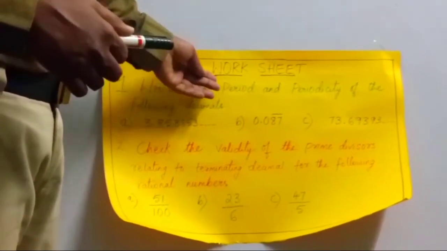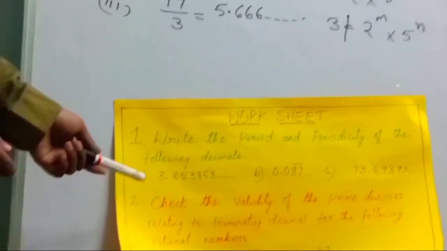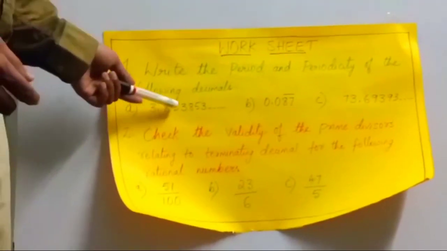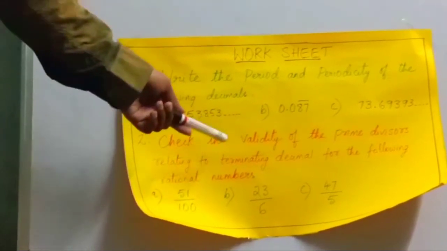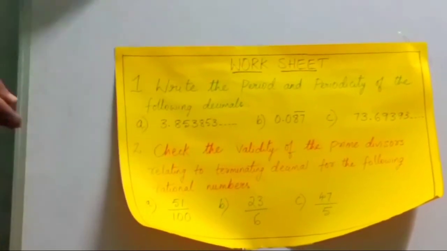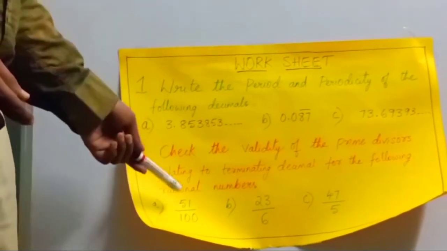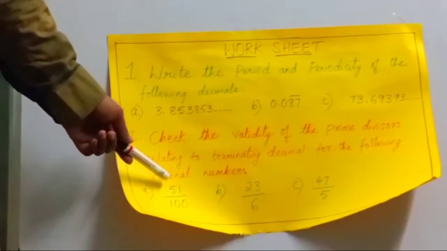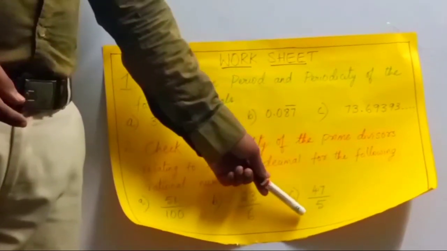Here, I gave you a few problems for practice. This simple one is the period and periodicity of the following decimals. Here you have to write what is the period and what is the periodicity. In the second one, you have to check whether the rule that we have discussed in today's class is applicable or not in this one: 51 by 100, 23 by 6, 47 upon 5.